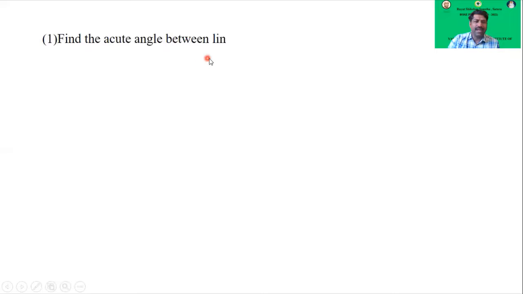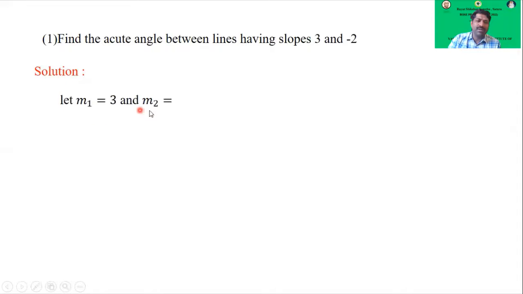Now find the acute angle between lines having slopes 3 and minus 2. So we are given the slopes of two lines. One of the lines has the slope 3 and the other line has the slope minus 2. Now we have to find the acute angle between these two lines. Now solution, let m1 is equal to 3 and m2 is equal to minus 2.